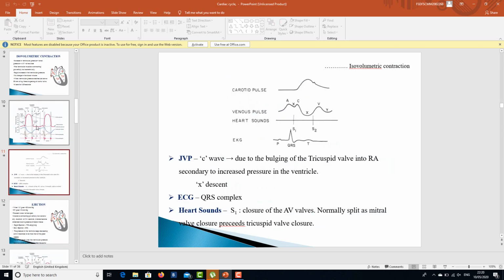Then we have the JVP changes which are being seen. They are the C wave. Now the C wave is actually being produced due to the bulging of tricuspid valve into right atrium, which is secondary to increased pressure in the ventricle. Then later on there is X descent, and in ECG we are going to see the QRS complex, and in the heart sounds we are going to see the S1, which is due to the closure of atrioventricular valves. And normally the split is as mitral valve closure precedes tricuspid valve closure.